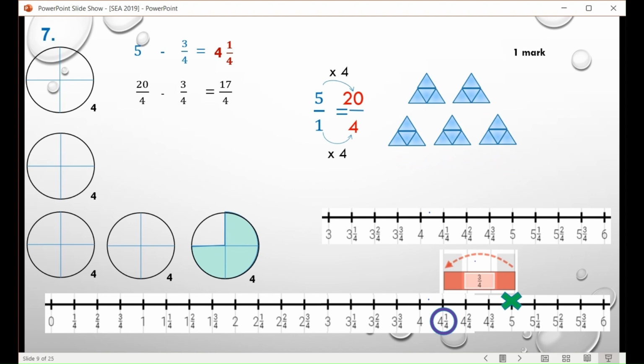And if we did the question like this, there are so many different ways we can do fractions. And if we have 5 wholes and we subtract 1/4, 2/4, 3/4, what are we left with? We are left with 1, 2, 3, 4 wholes and 1/4.